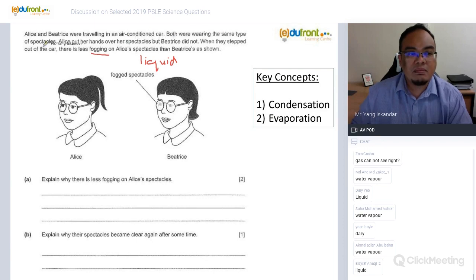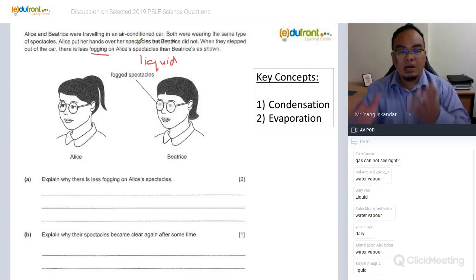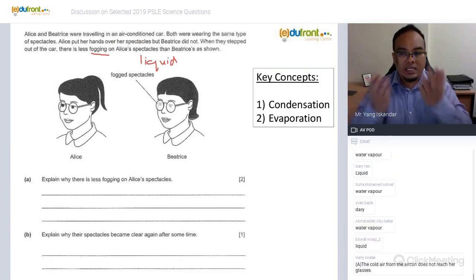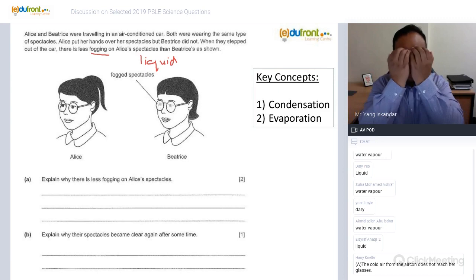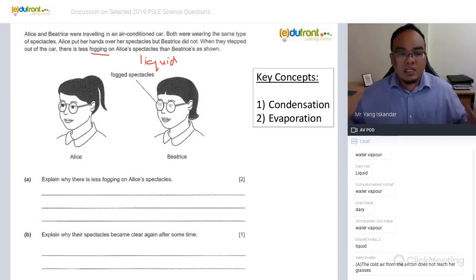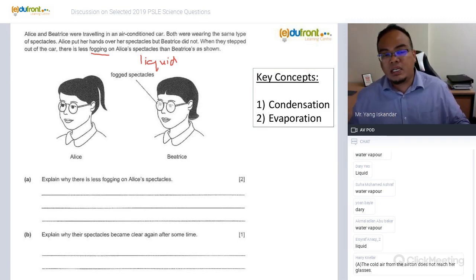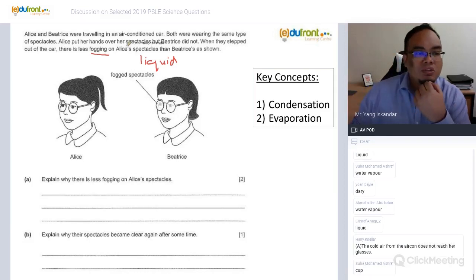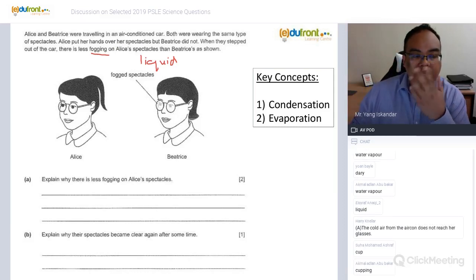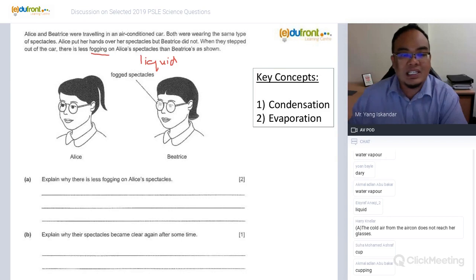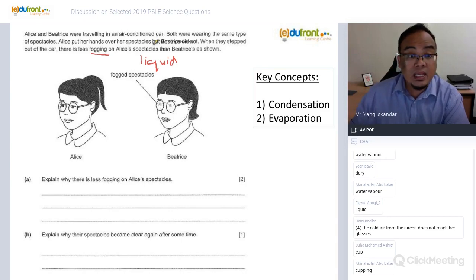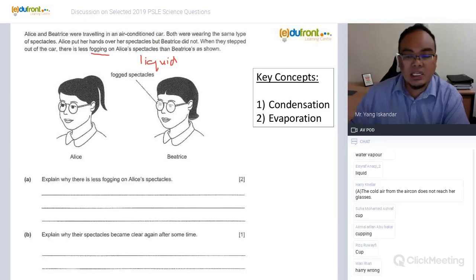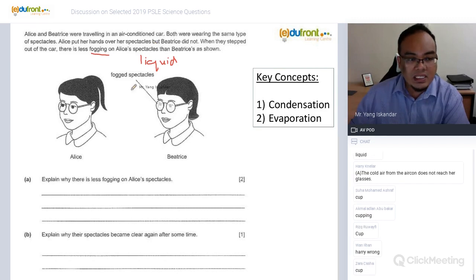Both were wearing the same type of spectacles. Alice put her hands over her spectacles. Now, how does she do it exactly? Is it touching the spectacles like this, or cupping, or what? All right, now this is an actual PSLE question. So I'm assuming that she put her hands over the spectacles means she's touching the lens. And what happens when she touches the spectacle lens?